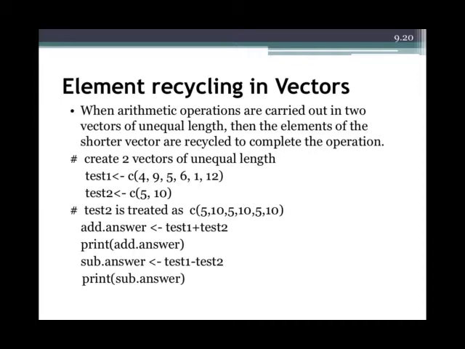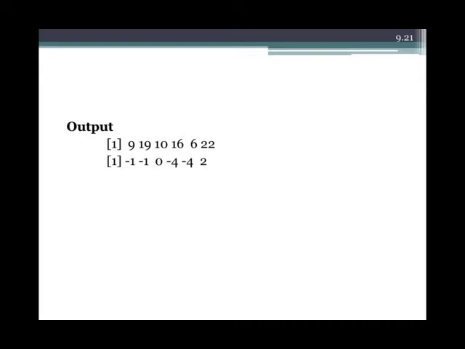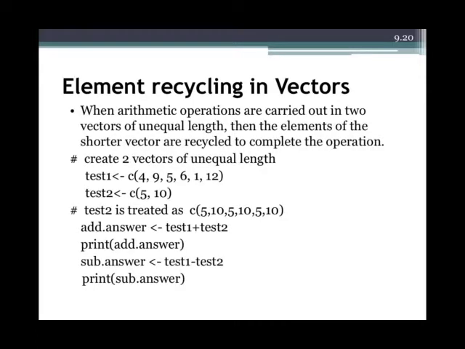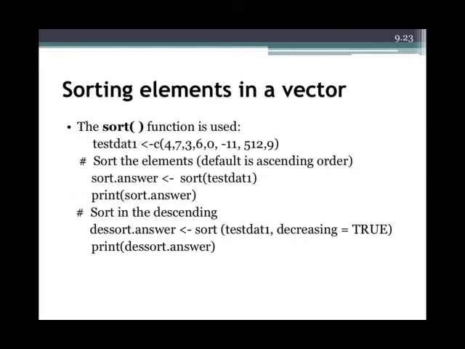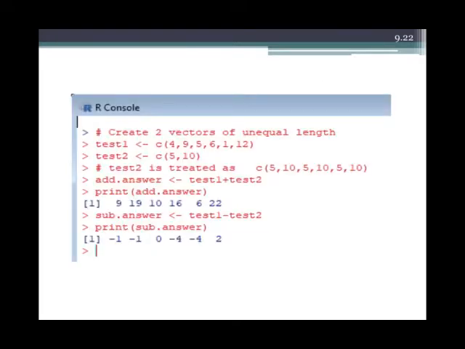So when we add the two together, it's like adding that 4, 9, 5, 6, 1, 12 vector with the 5, 10, 5, 10, 5, 10 vector. So you can see the output for both the addition and the subtraction.